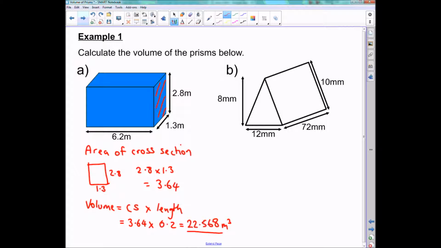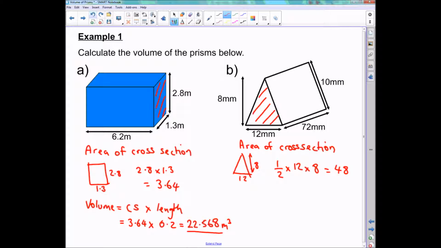Okay, so I'm going to do the same sort of thing for the triangular prism. I'm going to start off by finding the area of the cross-section. In this case, my cross-section is this triangle on the end, and sometimes it can be useful to draw out this shape at the end to get all the dimensions right. So I've got a base of 12 and a height of 8. To find the area of the triangle, if you remember, I've got to do a half times the base times the height. So I'm doing a half times 12, which is the base, times 8, which is the height. Half of 12 is 6, and 6 times 8 is 48.